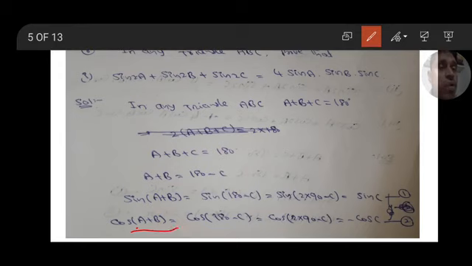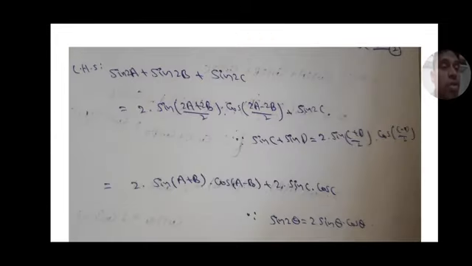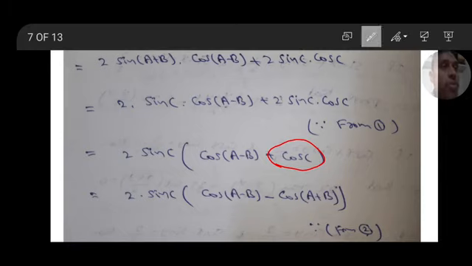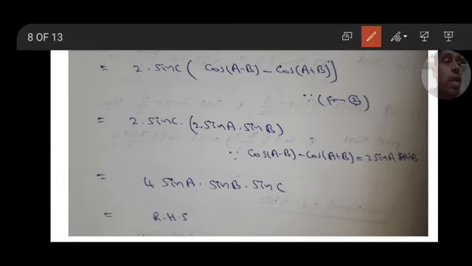Cos of (a plus b) equals minus cos c. If this minus goes to the other side, we get cos c equal to minus of cos of (a plus b). Plus is there, therefore cos c equals minus of cos of (a plus b). So I am replacing cos c by minus of cos of (a plus b). Therefore we get 2 into sin c, cos of (a minus b) minus cos of (a plus b), from equation 2. Apply the formula: cos of (a minus b) minus cos of (a plus b) equals 2 sin a sin b.